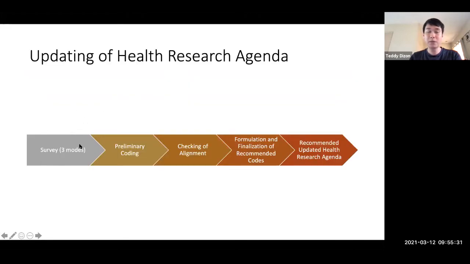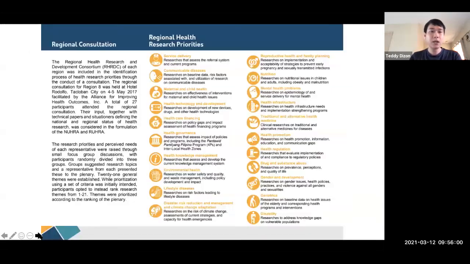process. We have 3 ways of collecting data from you: the first is the survey, the second is the chat, and the third is Mentimeter. Then we do preliminary coding, checking of its alignment, and formulation and finalization of the codes, plus the appeals process today. And we will recommend the updated health research agenda. So moving forward, this is your Regional Unified Health Research Agenda.